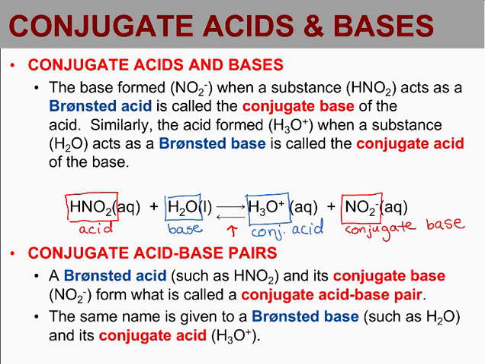Okay, so now we can see that there are pairs of acids and bases. We have our conjugate acid-base pairs. So our first pair is the Bronsted acid, HNO2, and its conjugate base, NO2-. And then the second pair is between water and its conjugate acid, H3O+, also known as the hydronium ion.